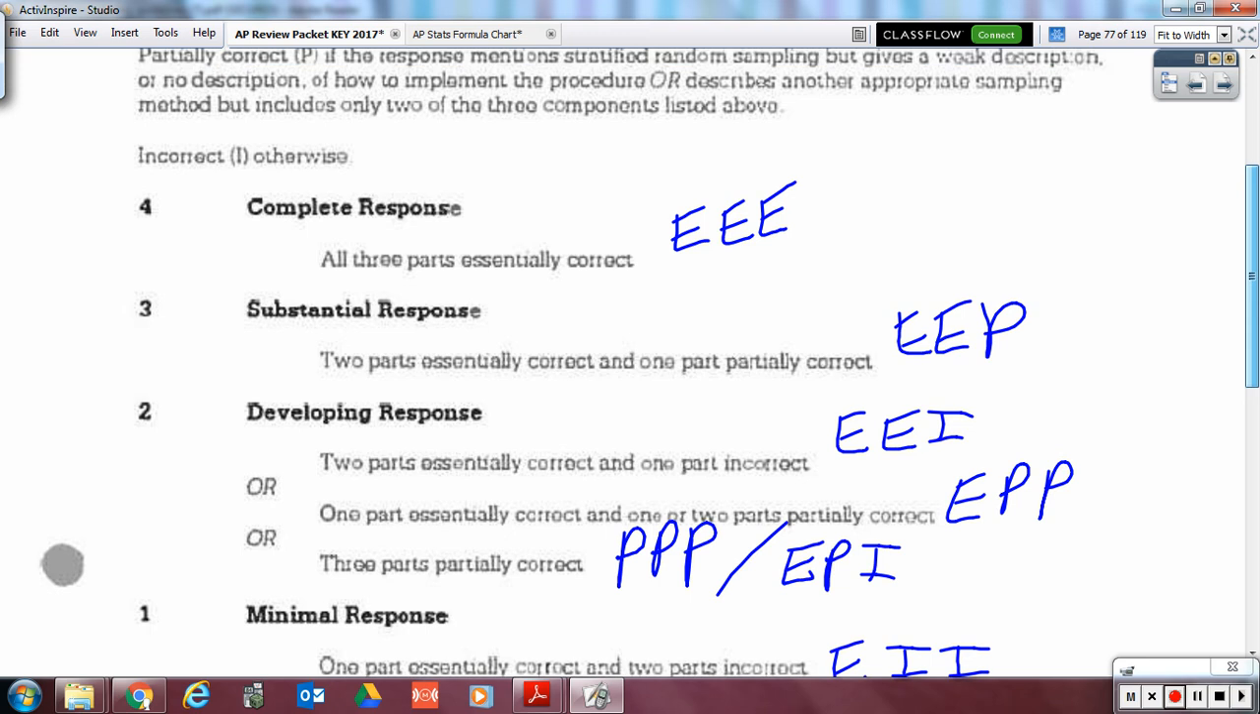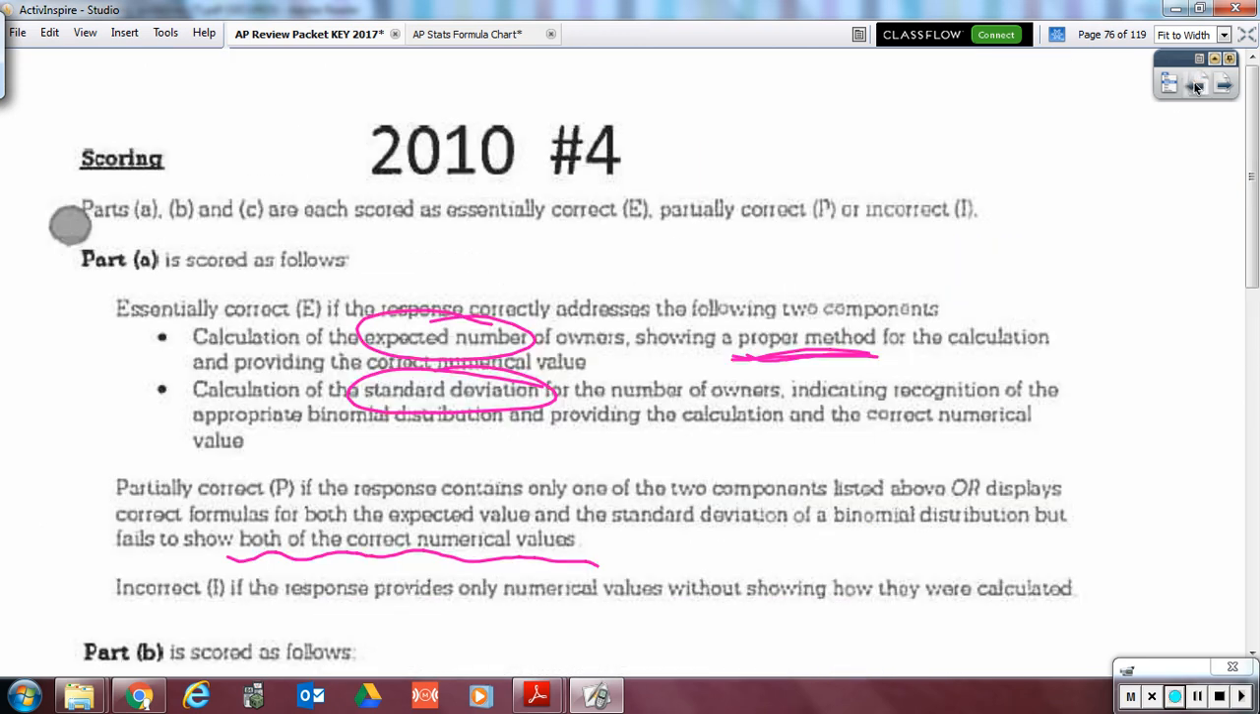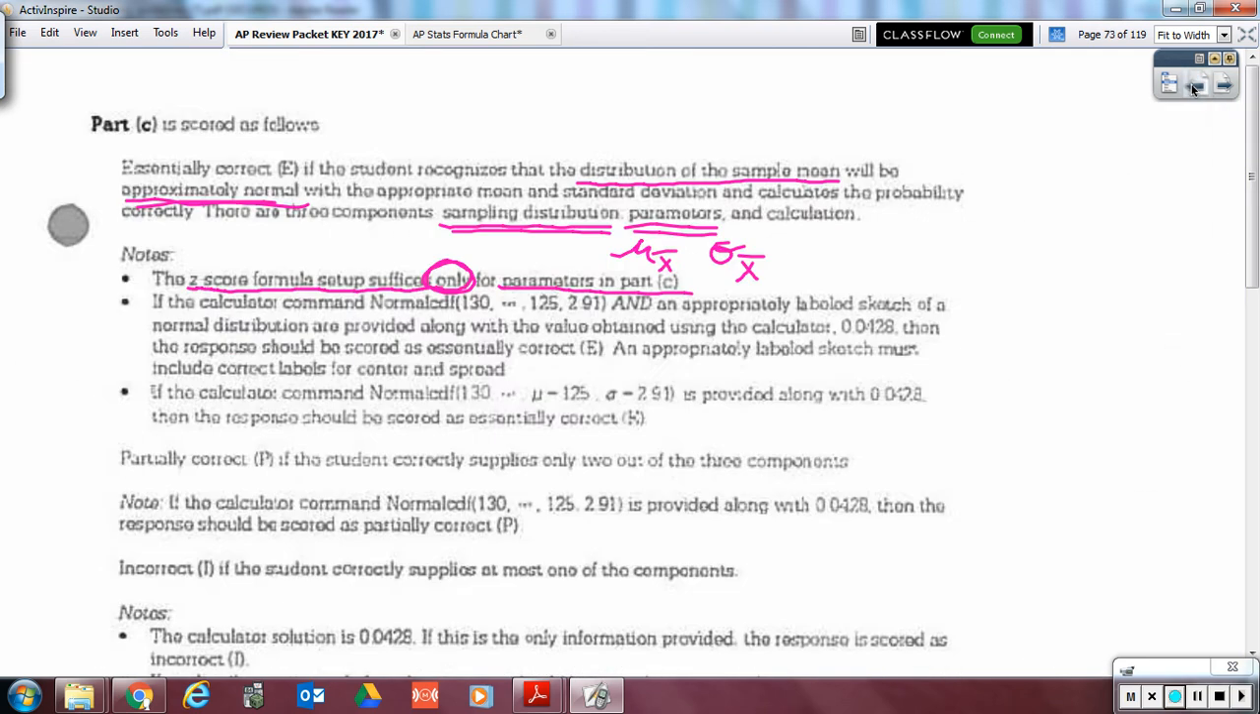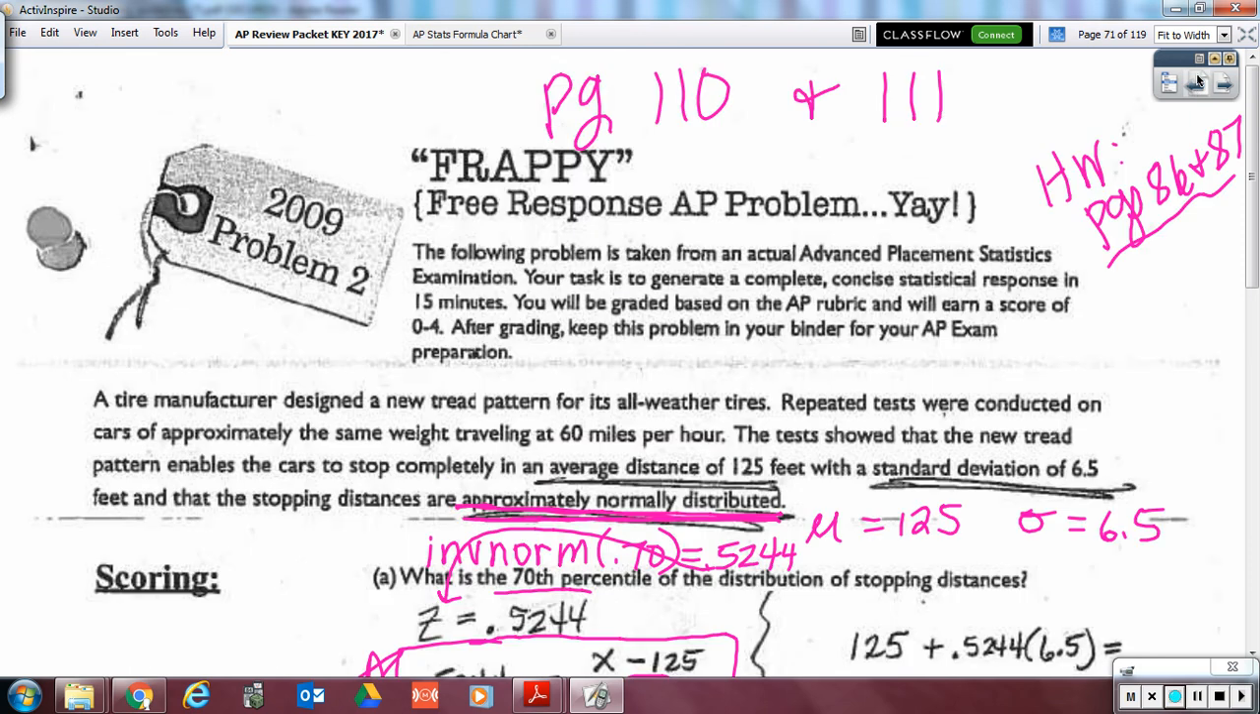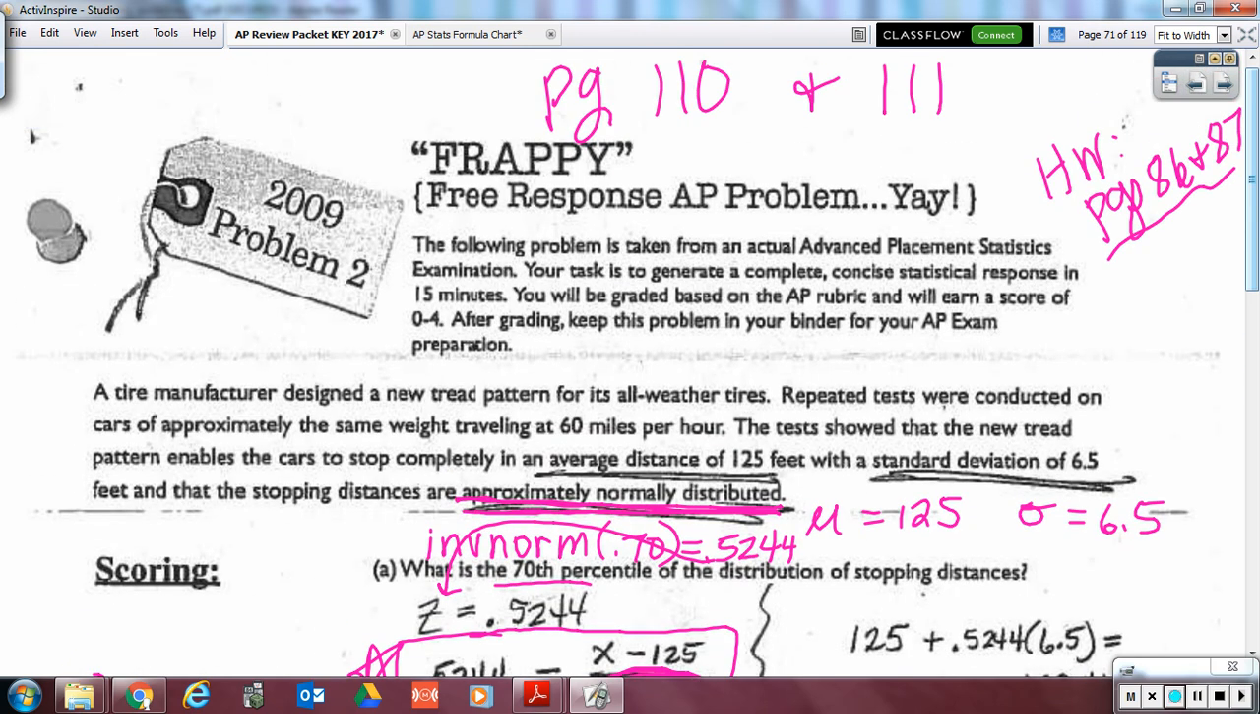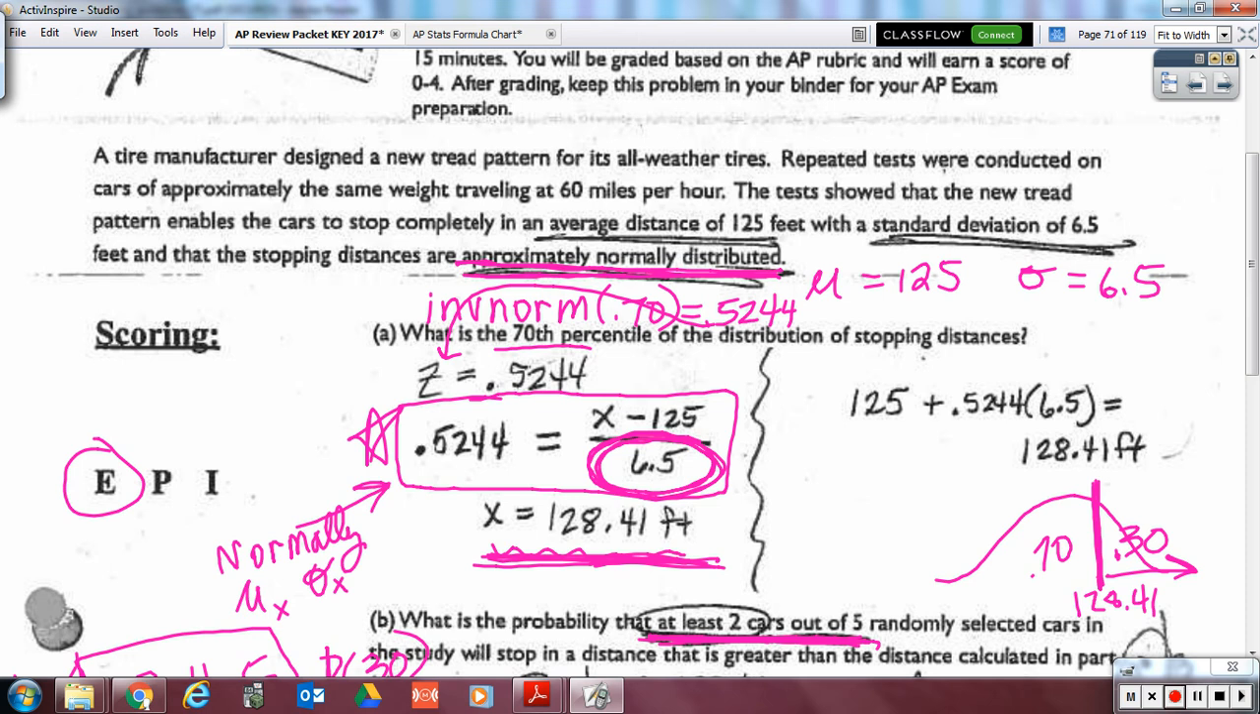All right, so I hope that we're getting better, or at least you're having exposure to more kinds of problems. It's so important that we keep practicing this, and you see how those grading guidelines are counting for you to get full credit. So again, homework, pages 86 and 87.